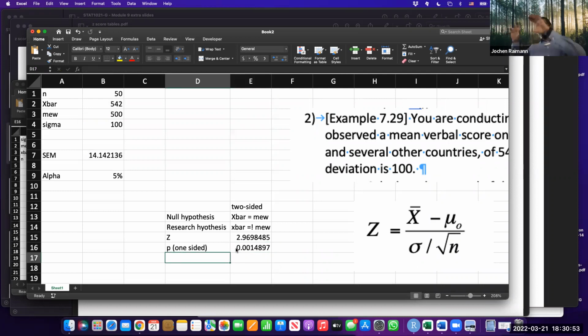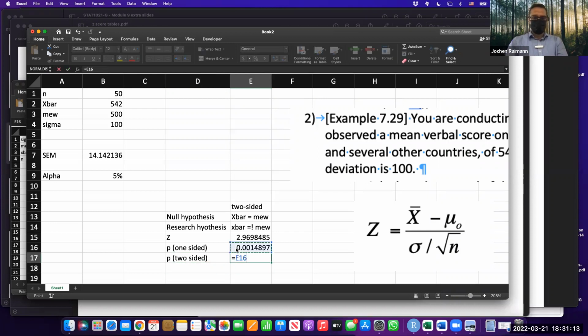So now we know for two-sided testing, we need to consider both tails. So now we have the little tail on the right, and now we know there's a little tail on the left we need to consider too. So we need to multiply this by two, and we're doing this by p, two-sided. We're taking the one-sided p-value and multiplying it by two. And that's our p-value. That's the two-sided p-value.